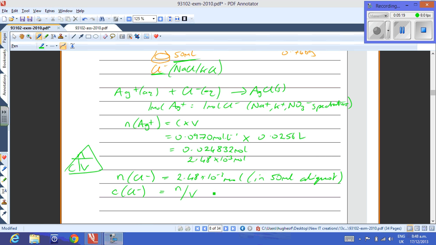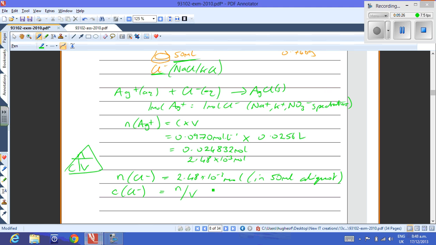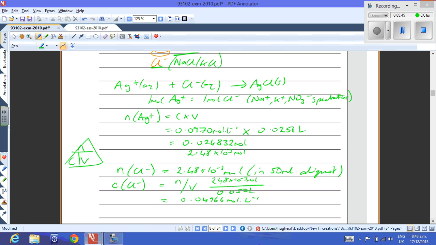So in this case, the concentration of chloride ions, because that 2.48 times 10 to the minus 3 moles was in 50 mL, is the moles, 2.48 times 10 to the minus 3 moles, divided by the volume, which is 0.050 liters. That gives you a concentration of chloride ions of 0.04966 moles per liter.